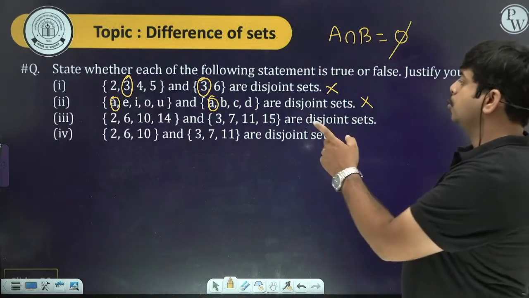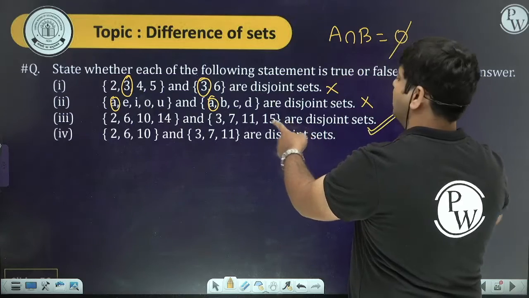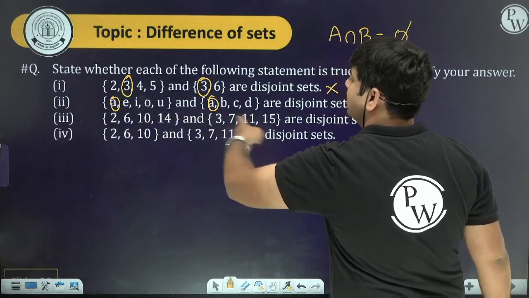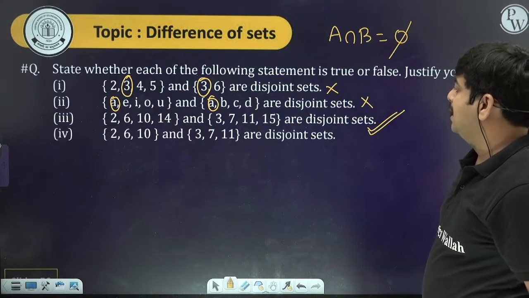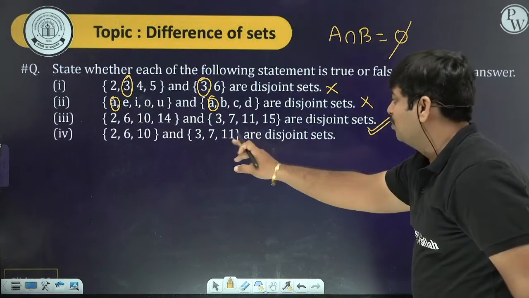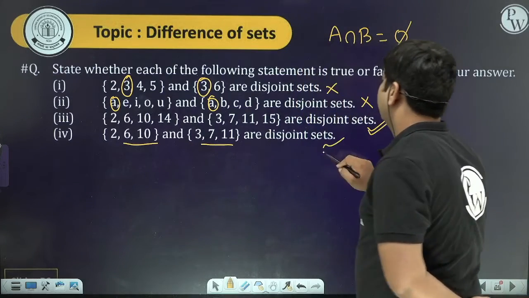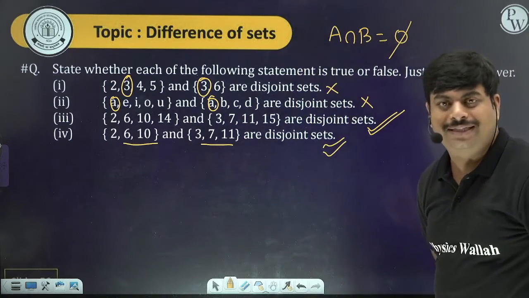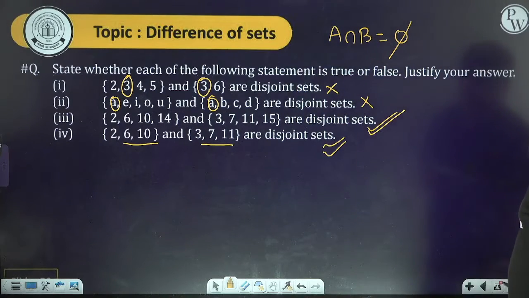Okay. So 2, 6, 10, 14 and 3, 7, 11, 15. Yes, these are disjoint because there are no common elements between these two. Next one: 2, 6, 10 and 3, 7, 11. Here also you don't have anything common. Even these are disjoint sets. Okay, so simple thing. Let's move forward, people.